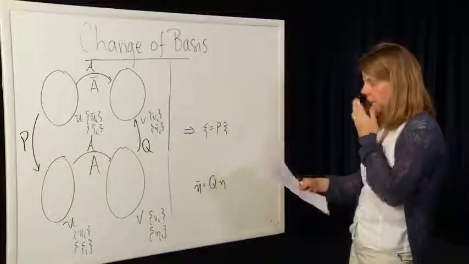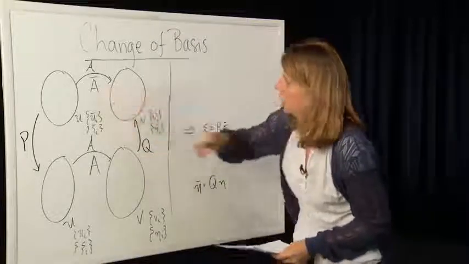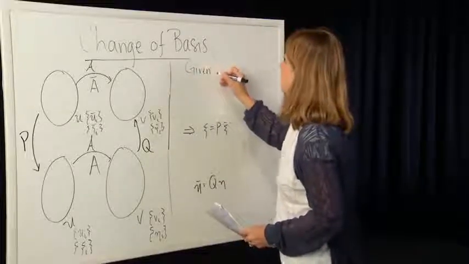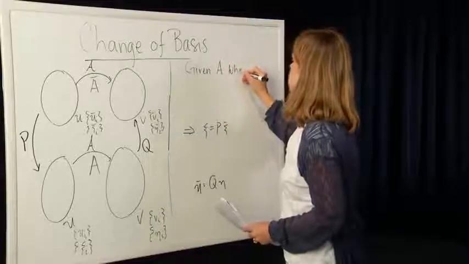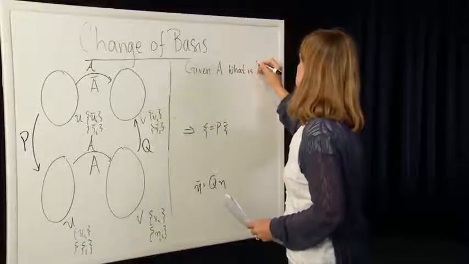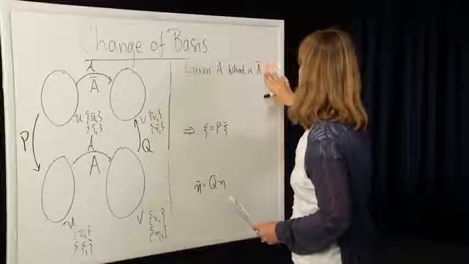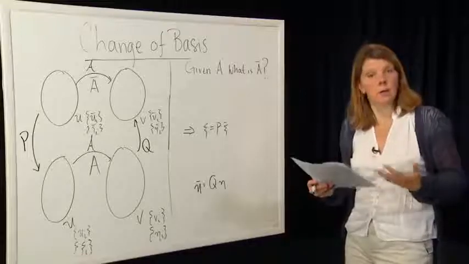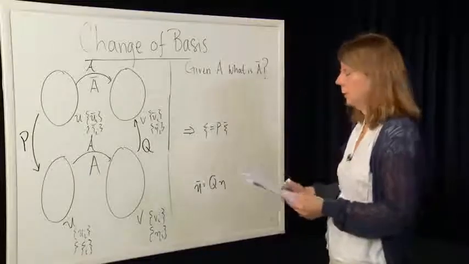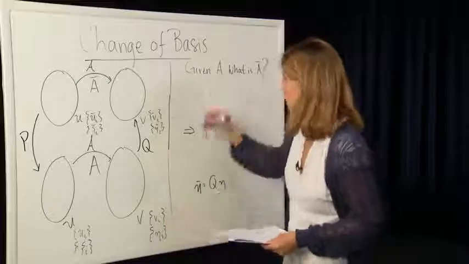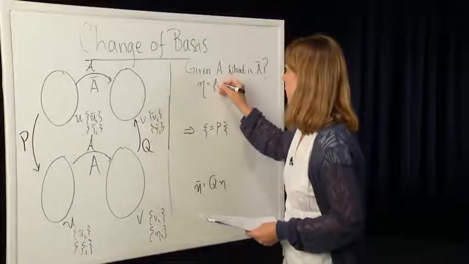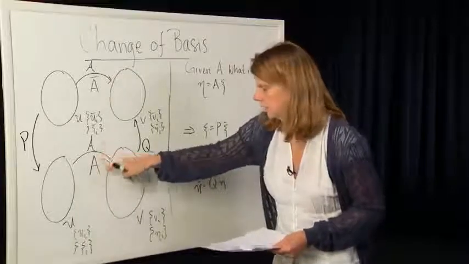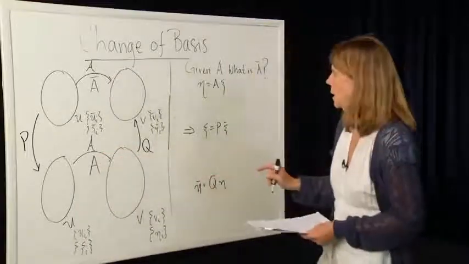And now I can think about how to precisely construct A bar from A. So I'm given A, and I want to find A bar. What is A bar? Well, I know from our previous module on matrix representations of linear maps that eta is equal to A times xi. So that was within my construction of the matrix A.